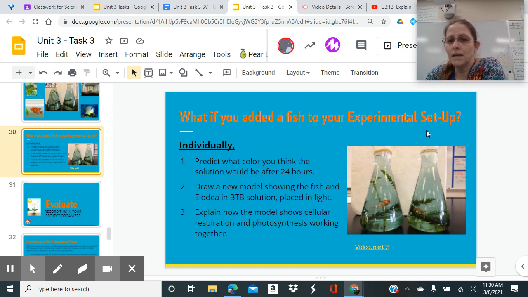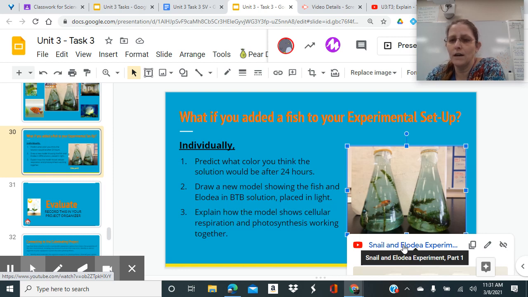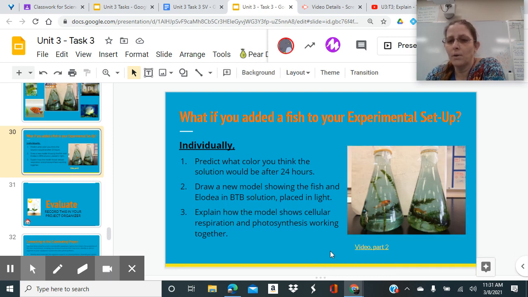So if you want to actually see the experiment set up, if you click on this video, it's a video of the Elodea experiment where they added a snail. So instead of a fish, they added a snail. And then the second part of that video is here as well. So if you want to see that video and see that experiment in action and how it ends, go ahead and click on that for the PowerPoint. It's pretty interesting, actually. All right.